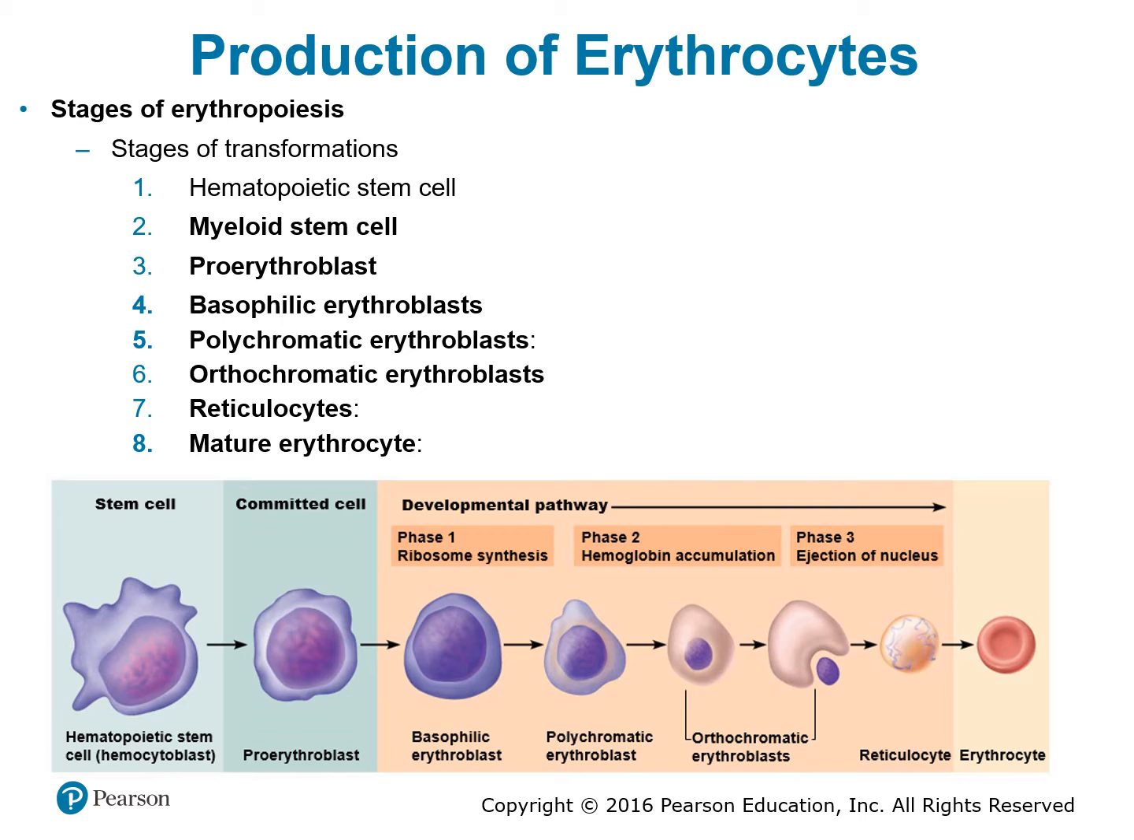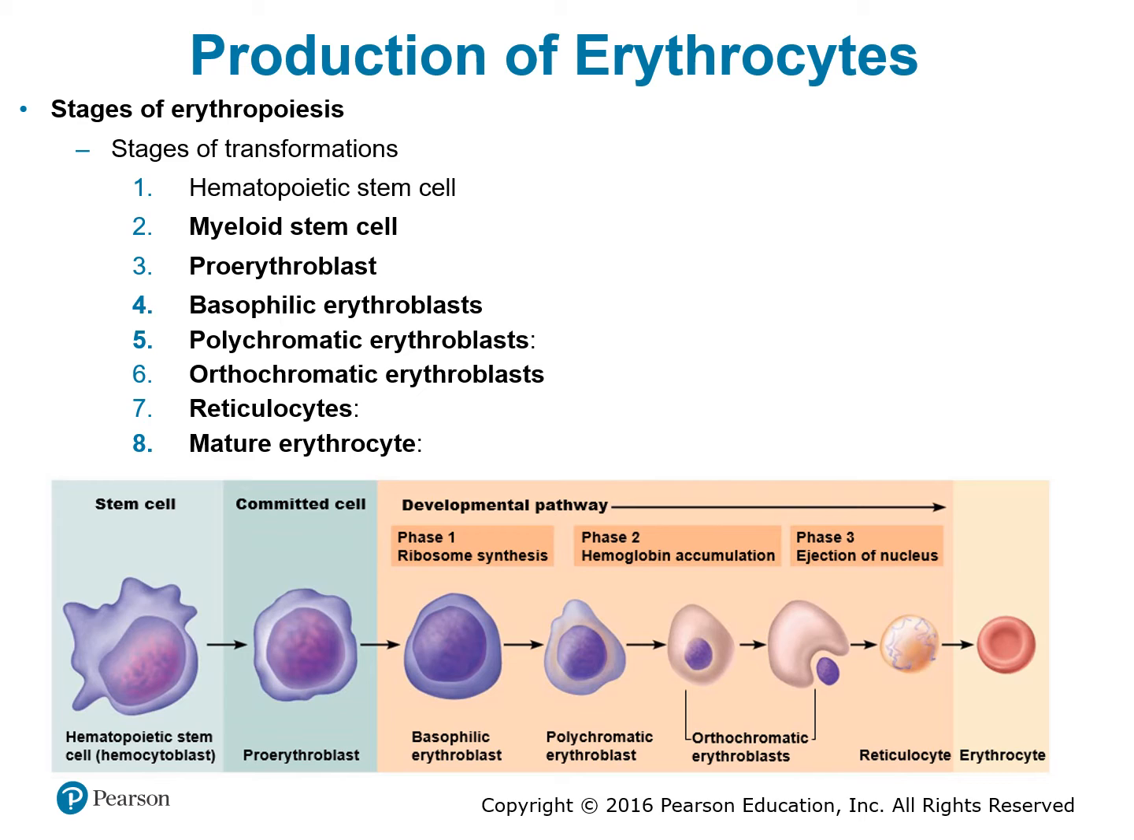So in the production of erythrocytes, there are 8 main stages which contribute to the ultimate formation of the erythrocyte. So starting with the hematopoietic stem cell, also known as the hemocytoblast, that cell will differentiate into what's called a myeloid stem cell. The myeloid stem cell will then transform into the proerythroblast. The proerythroblast is going to divide many times and then transform into basophilic erythroblast. The basophilic erythroblasts are responsible for synthesizing ribosomes, and they'll stain blue.